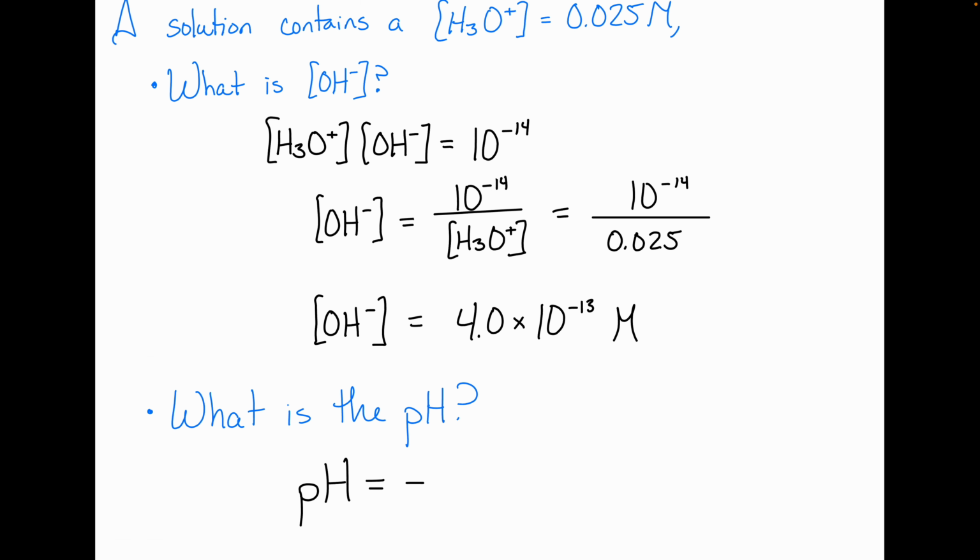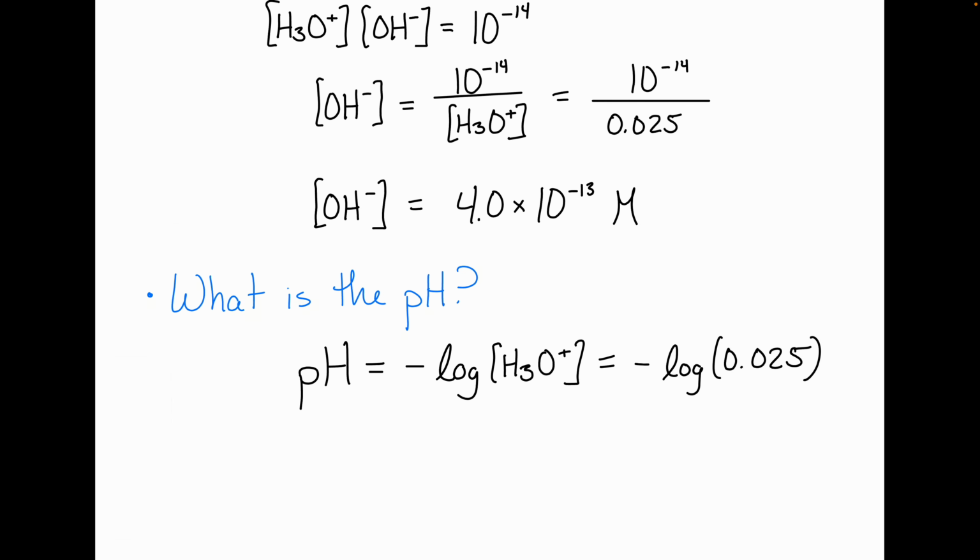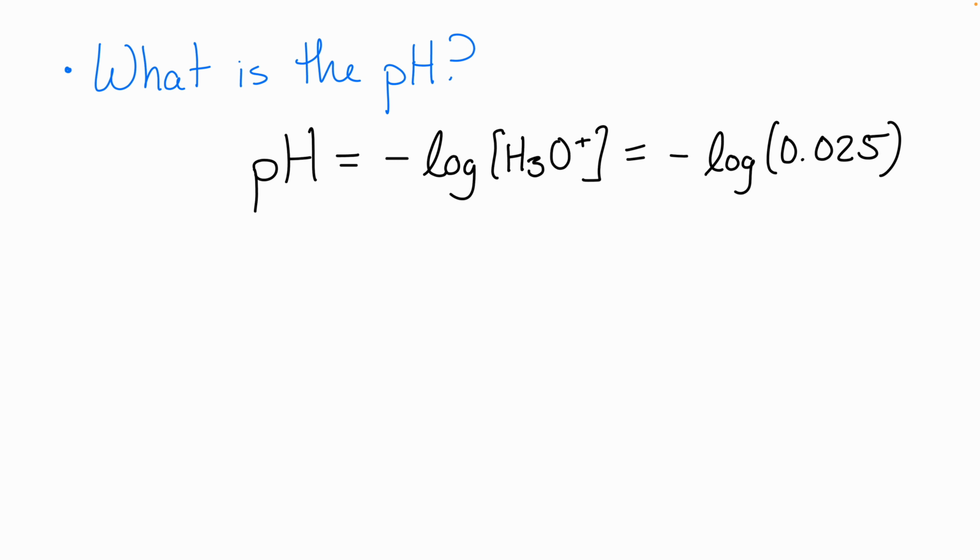So pH is the negative log of the concentration of hydronium. We're going to find that log button on our calculator, do negative log, and punch in that 0.025. We find that our pH is equal to 1.602059.